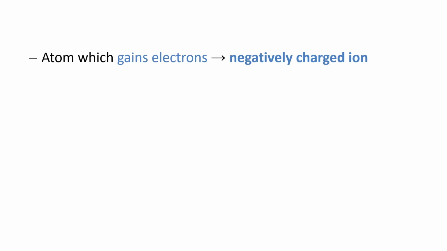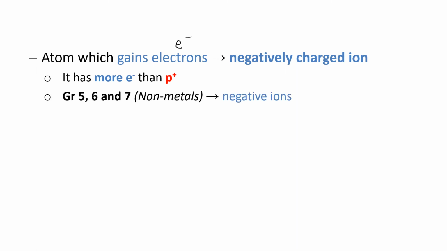Now, just like I can have elements that lose electrons to gain a full outer shell, the opposite can also happen to a set of different elements on the periodic table, which is basically my nonmetals. They gain electrons to get a full outer shell, and these would be negatively charged ions, because I'm gaining electrons. And remember, electrons have a negative charge. So the more negative charges I accumulate, the more overall I become negative. And this happens to elements in groups 5, 6, and 7. So again, predominantly nonmetals. They form negative ions. So we're going to see an example of that.